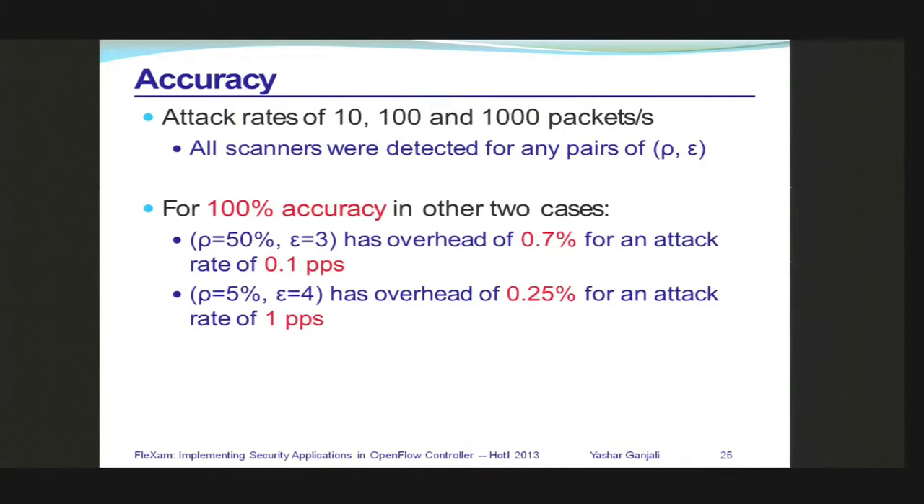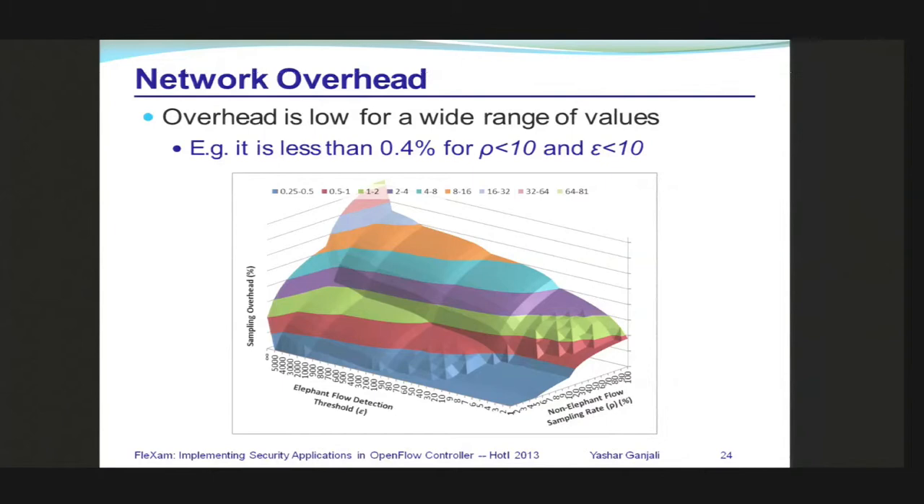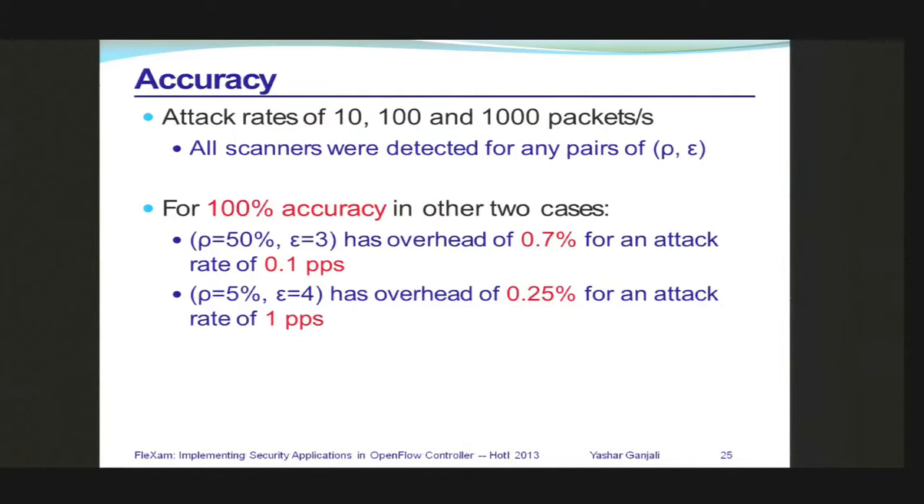If you look at the accuracy of the results we are getting, when the attack rates are 10, 100, and 1,000 packets per second, we have an accuracy of almost 100% for any pair of rho and epsilon, which means even if I keep rho and epsilon very small, where in my previous figure the load is very close to zero, my accuracy is almost 100%. So very low load leads to very high accuracy in the system.